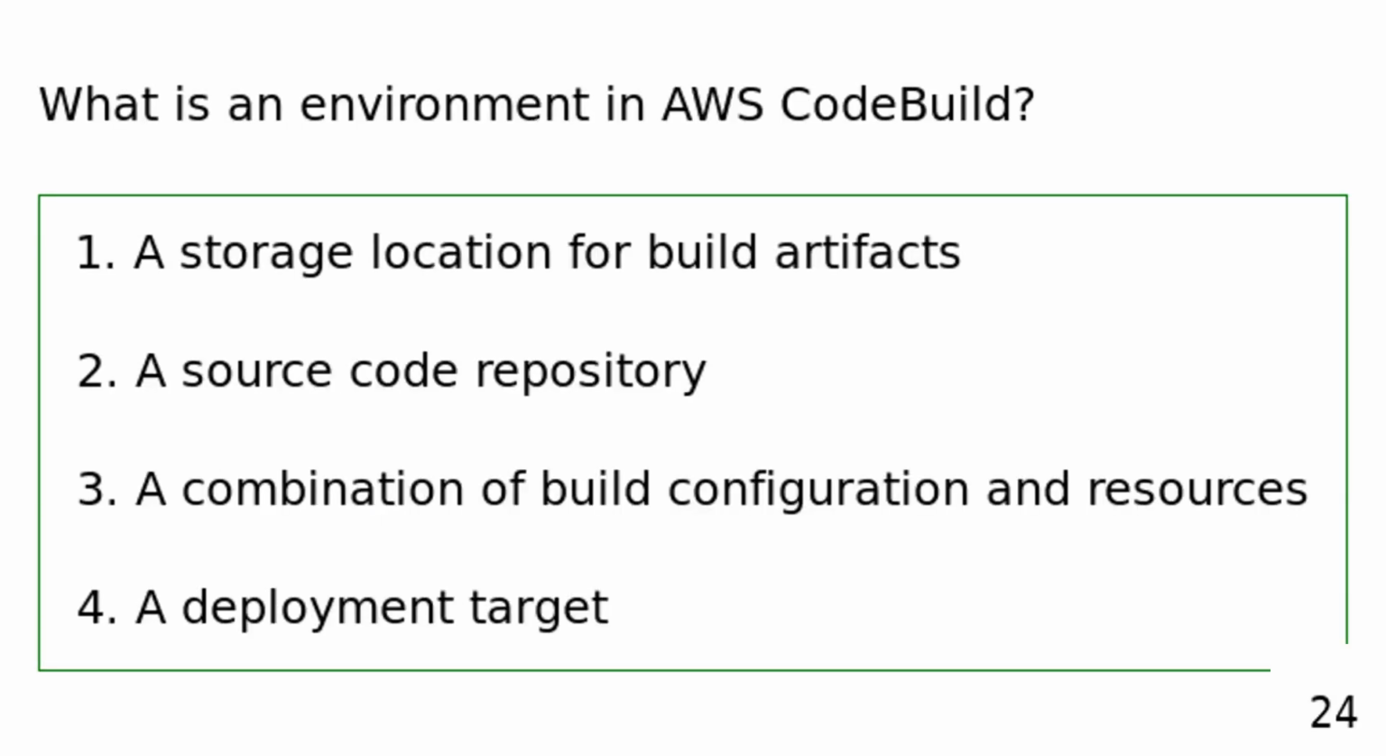What is an environment in AWS CodeBuild? A storage location for build artifacts. A source code repository. A combination of build configuration and resources. A deployment target.